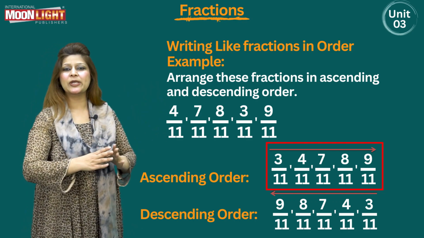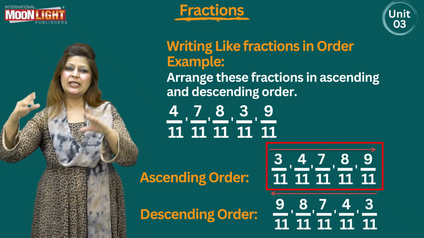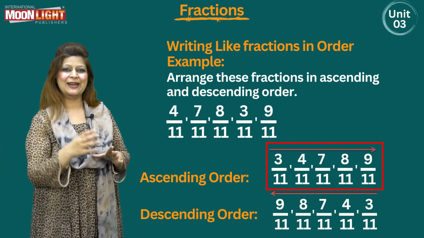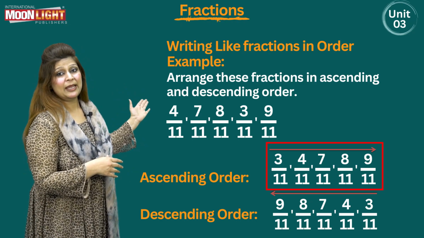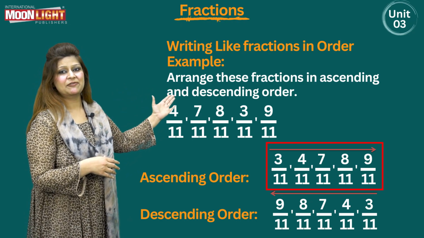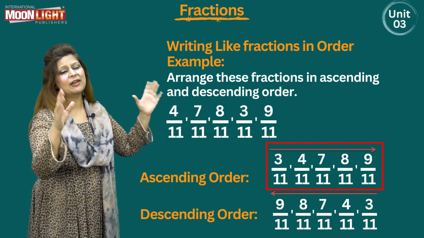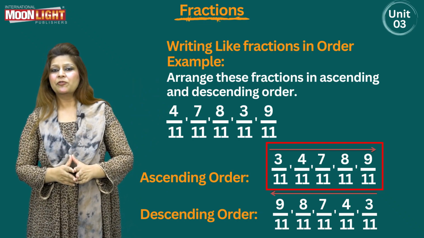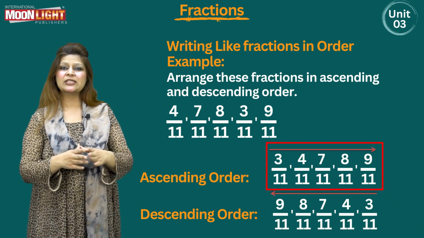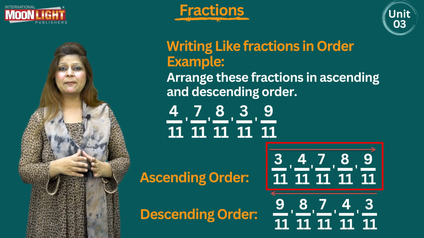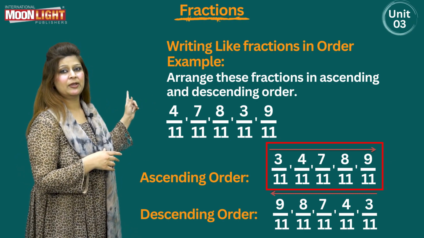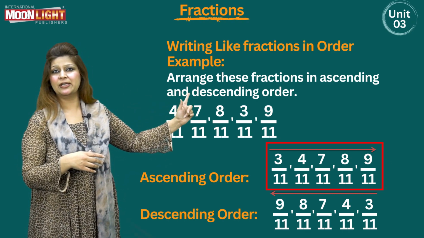Check the numerators, these are in sequence as you know the counting, counting forward like this. So 3 by 11, 4 by 11, 7 by 11, 8 by 11, and finally the last fraction is 9 by 11. Do remember that this is ascending order because we are moving to the greatest number.